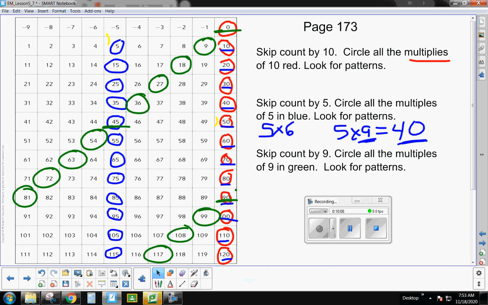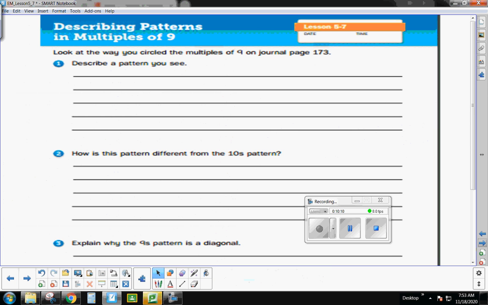All right, so look at the patterns of the multiples of 9. I want you to go over to your workbook, and it's going to ask you some questions about the patterns of the multiples of 9. In number 1, you're going to describe the pattern you see. In number 2, you're going to tell me how this pattern is different from the 10s pattern. And in number 3, you're going to explain why the 9s pattern is a diagonal. Go ahead and pause the video and give yourself time to think and write on this page.